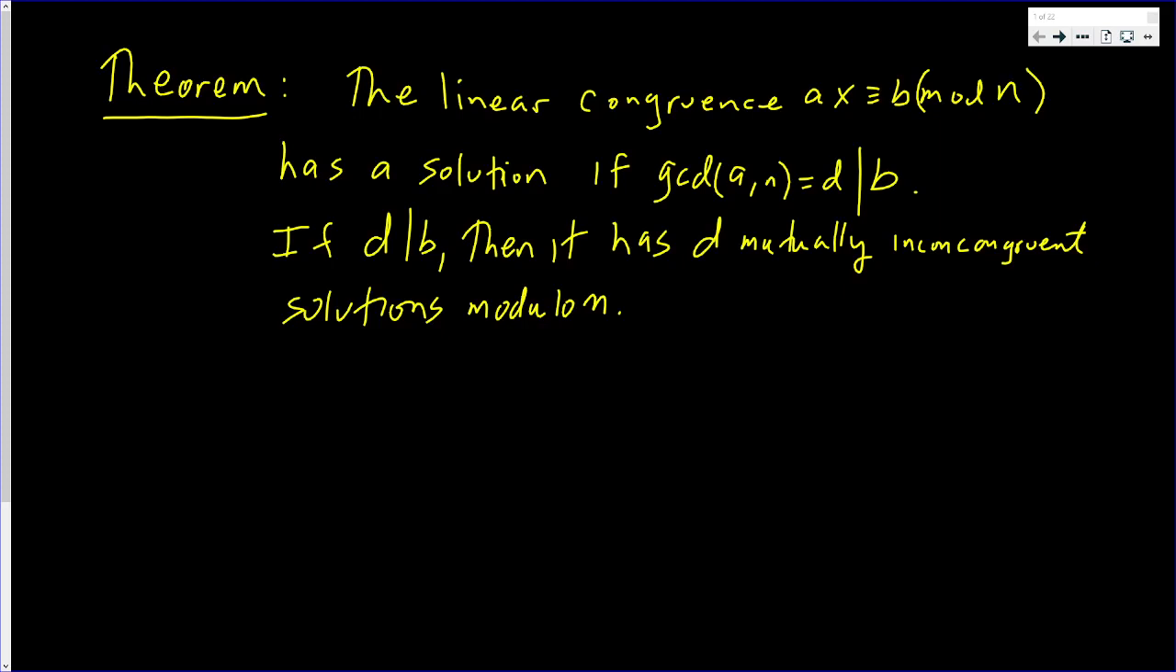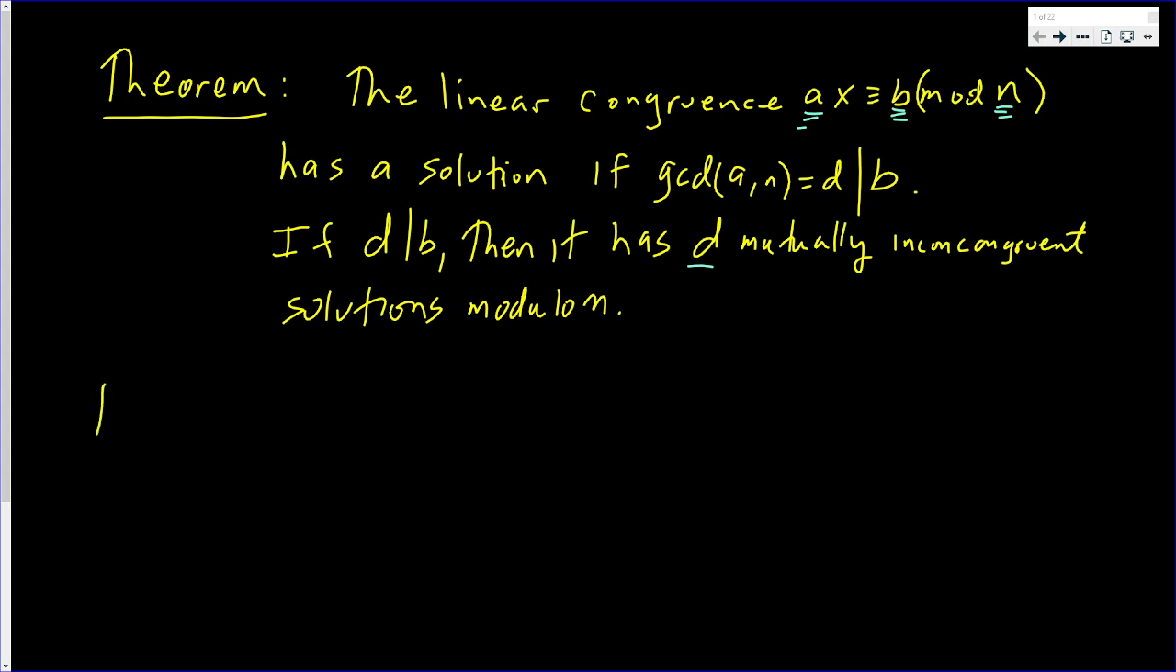In this video, we're going to prove the following theorem. The linear congruence ax is congruent to b mod n has a solution if and only if the GCD of n and a divides b. And if d divides b, that is, if it has a solution, then it has d mutually incongruent solutions mod n.